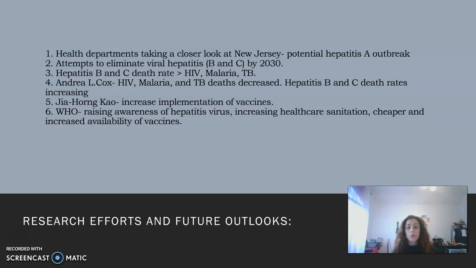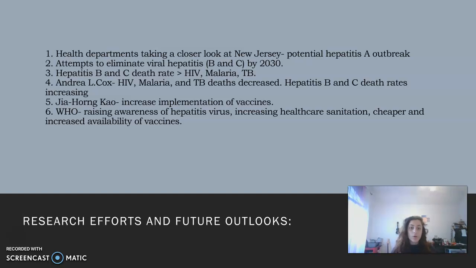The WHO is also trying to eradicate viral hepatitis infections, more specifically B and C, by 2030, because Hep B and C death rates are starting to exceed the death rates of HIV, malaria, and TB. There's also Andrea Cox, who explained that HIV, malaria, and TB deaths have started to decrease since 2008, whereas Hep B and C death rates are starting to increase.